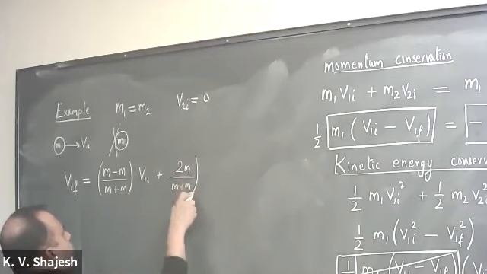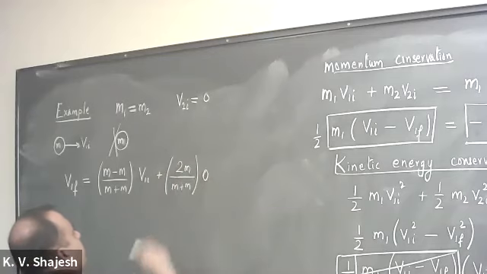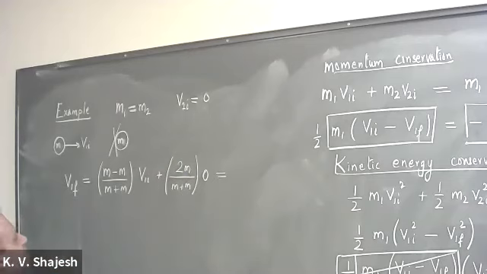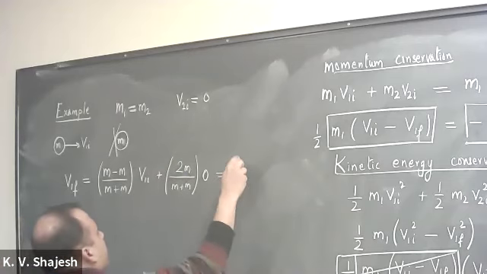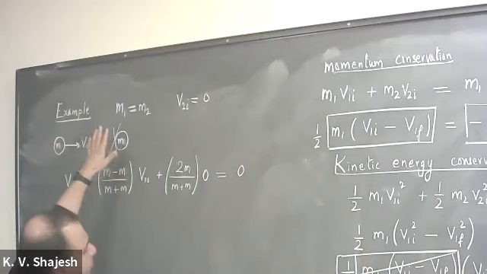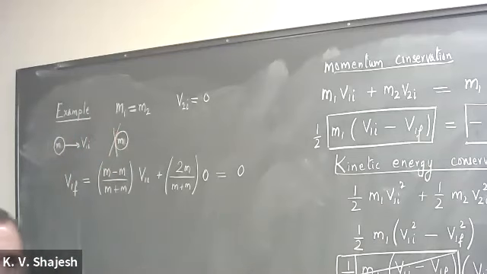It doesn't matter what this is because this is multiplied by 0. That's equal to M minus M is 0, so that's equal to 0. So what that means is that this mass, whatever it is, it will come and just stop there. After collision, the first mass will stop, and then what happens to the second mass?